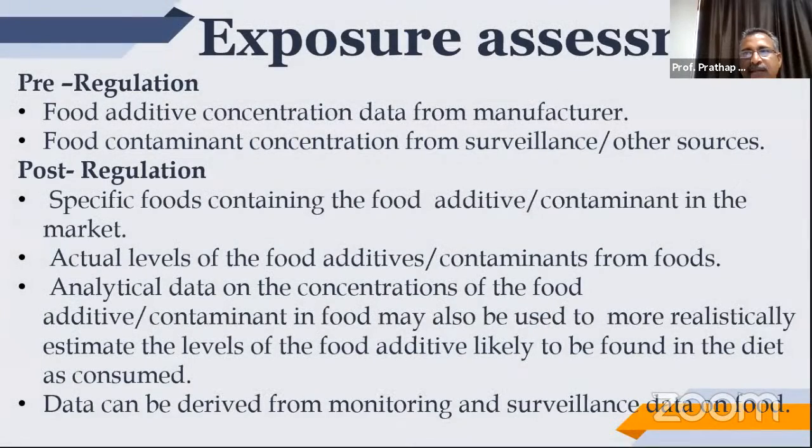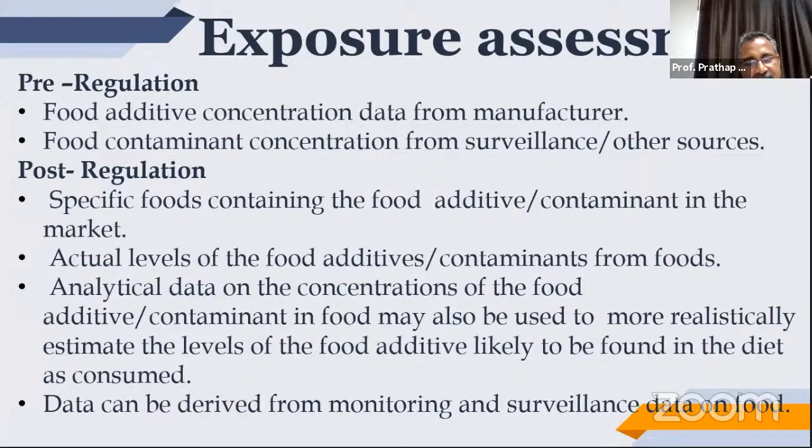Therefore, in the exposure assessment, we will be talking about food additives and their concentration data from the manufacturer, because the manufacturer gives all the data available with him when he applies for permission. Food contaminant concentration comes from surveillance and other sources, because in case of food surveillance nobody will come for approval, but a food manufacturer will always come and say, don't fix at a very low level, then all our consignments will get rejected. Therefore, in case of food additives, the manufacturer will come out with the levels of safety, and in case of food contaminants, it is the population surveillance data.